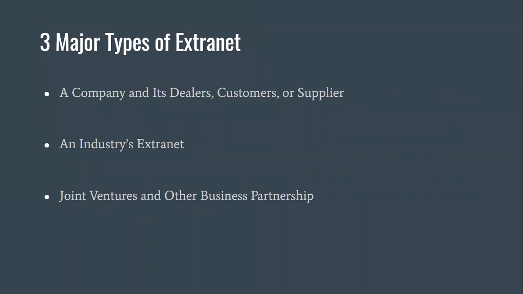There are three major types of extranet: a company and its dealers, customers, and suppliers. These center on single companies, for example, the FedEx extranet. It allows customers to track the status of a delivery. It saves FedEx the cost of hiring human operators to perform the task over the phone.